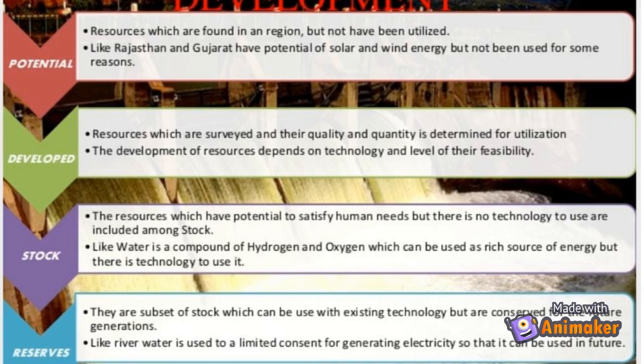Developed resources are those which are surveyed, and their quality and quantity have been determined for utilization. That is, these resources are fully utilized. And this depends on the technological level and the feasibility of the resources.